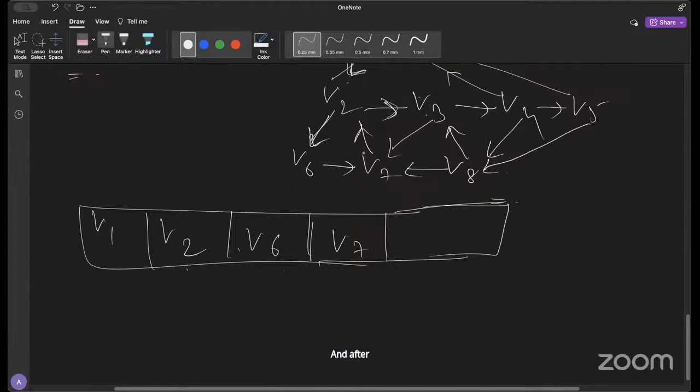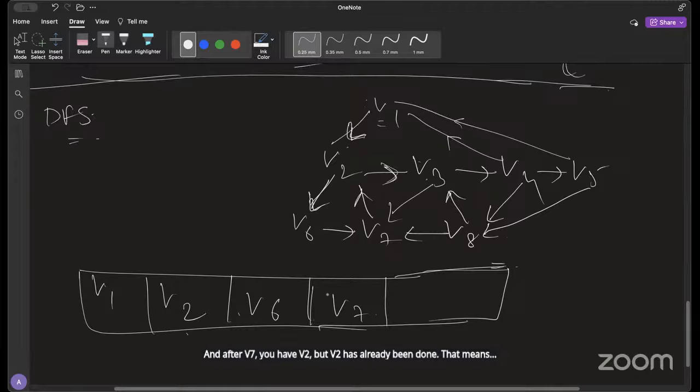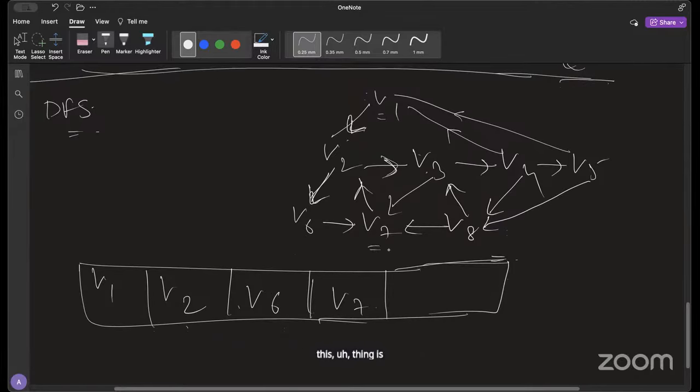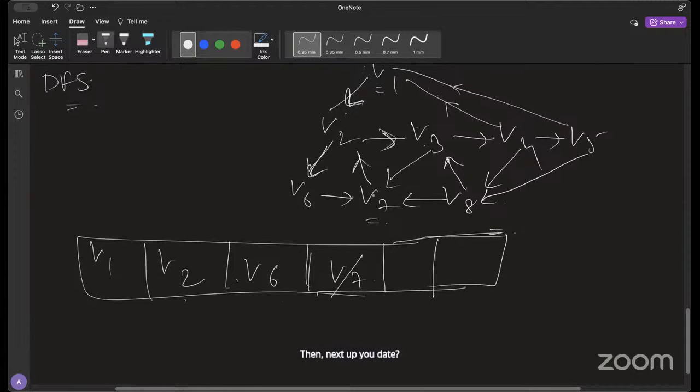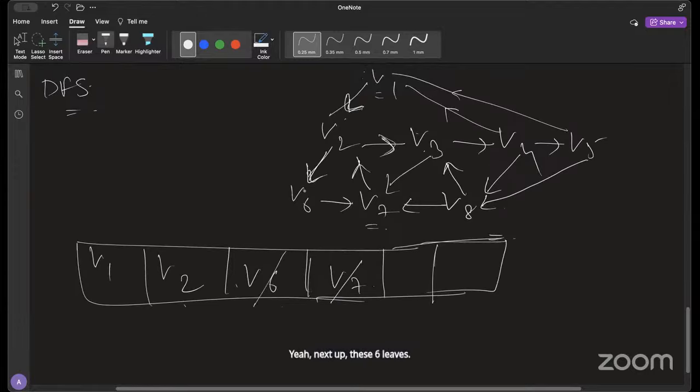And after V7, you have V2. But V2 has already been done. That means V7 is done. We're done exploring V7, so V7 gets removed from here. Next up, V6 leaves. Then V2. So from V2 you come to V3.